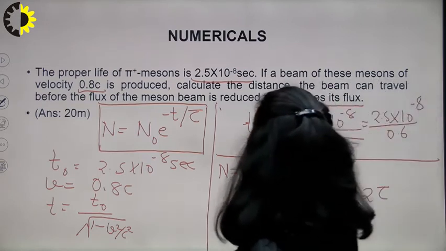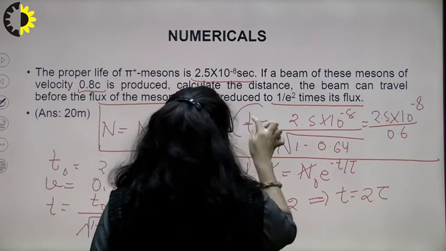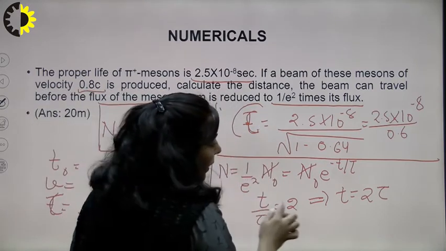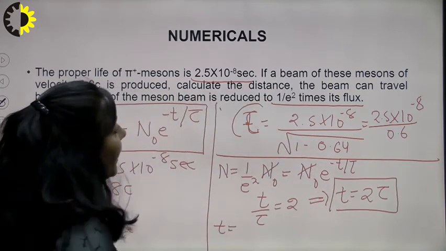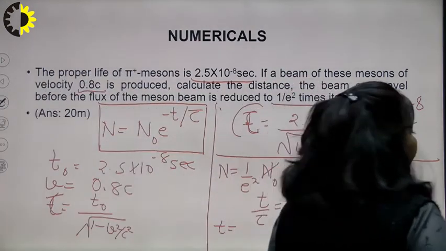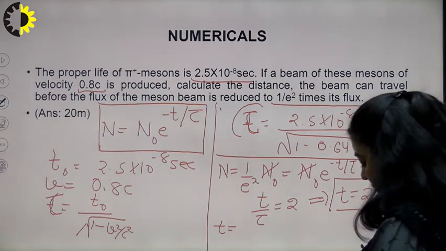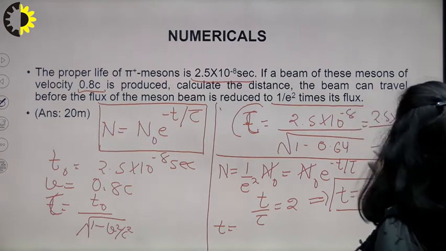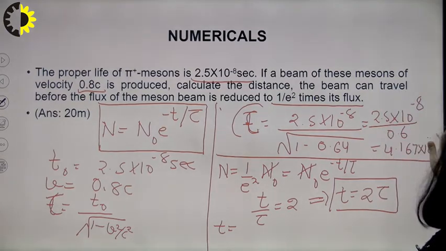And you have already calculated this lifetime here. After simplifying, this is tau actually. So find the value of this tau and substitute it here. You will get the time, and if the time is known, then you can find the distance travelled. So first you have to find the value of this time. So let me calculate it. It will be 2.5, it is 4.167 into 10 raised to power minus 8.